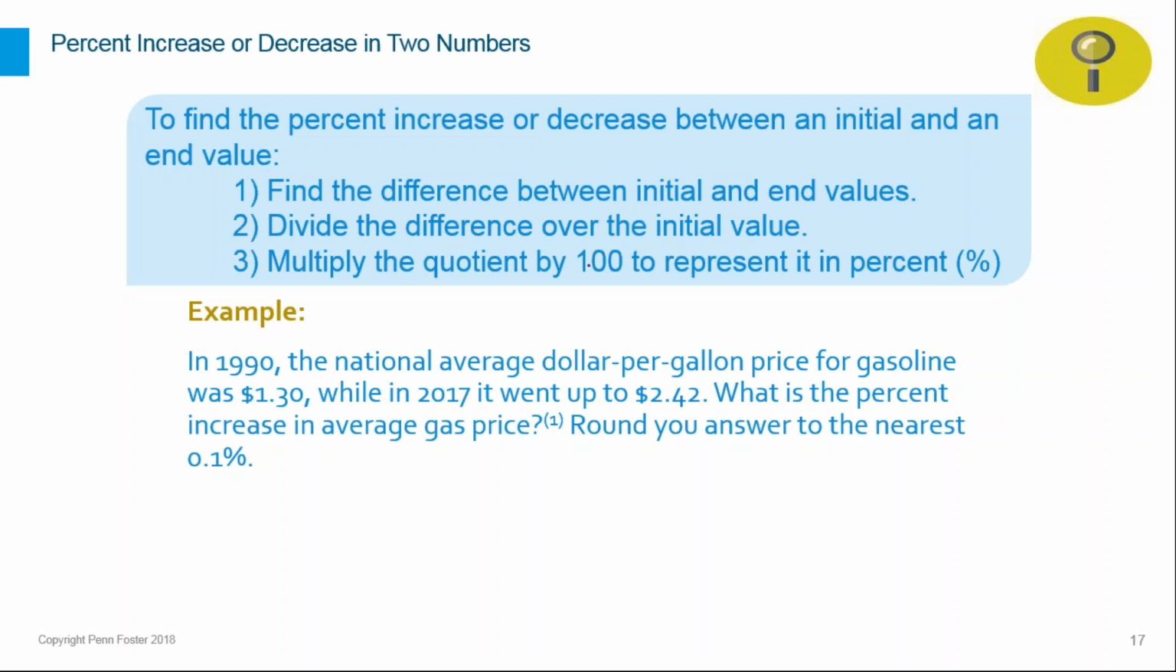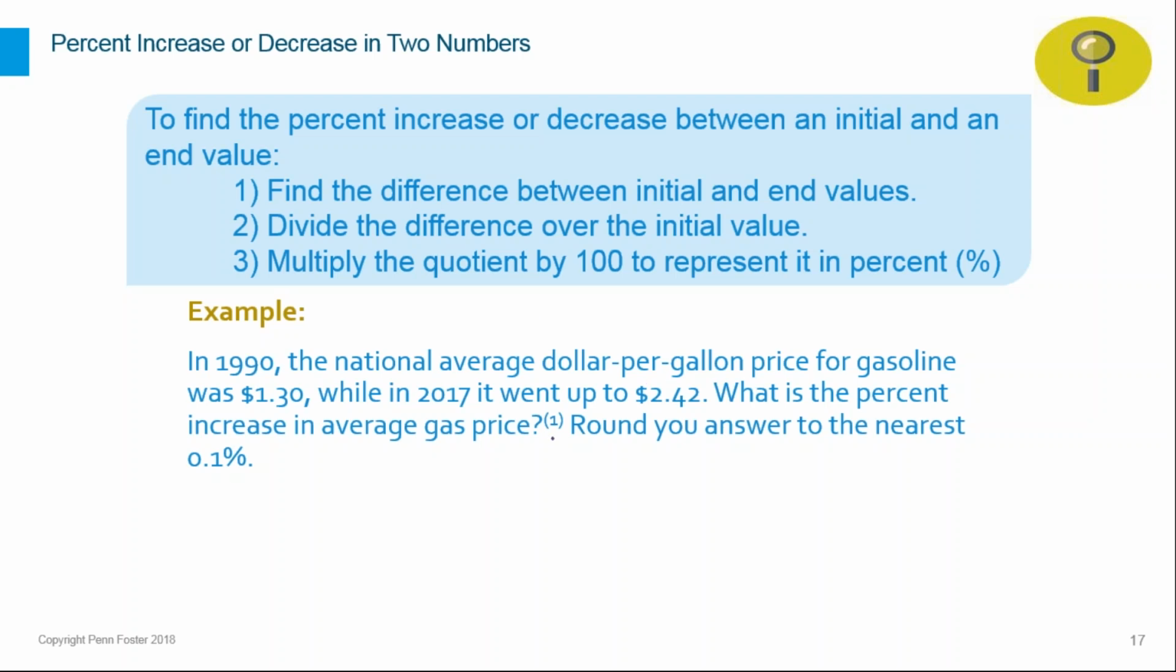Let's do the steps here on that question. Try to extract the information and determine the initial value and the end value. In 1990, the national average dollar per gallon price for gasoline was $1.30, while in 2017 it went up to $2.42. What is the percent increase in average gas price? Round your answer to the nearest 0.1%.